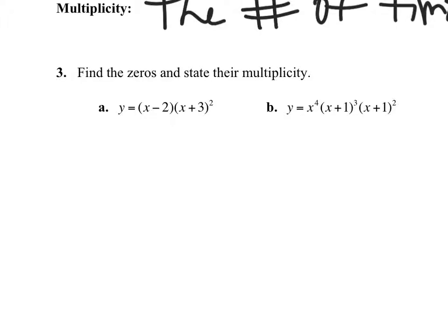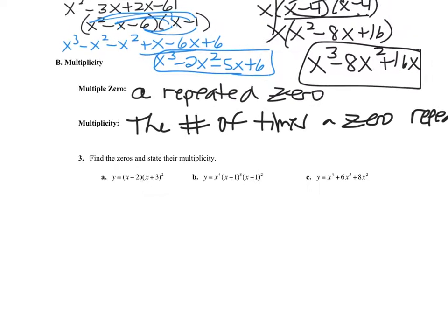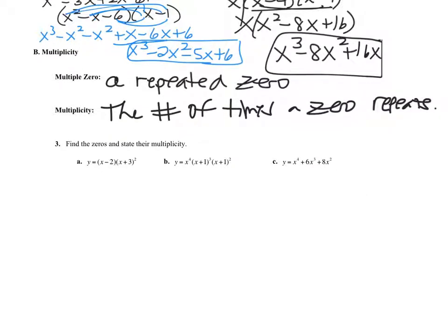So here we go. I'll show you how to do this. Now, the zeros are found very easily when it's already factored for you. Okay? So, right here, the zeros are going to be 2 and negative 3. Do you all agree with that? 2 would make that 0. Negative 3 would make that 0.